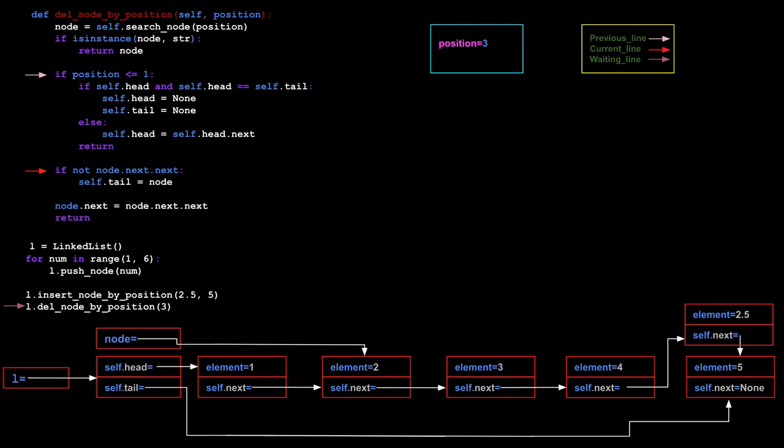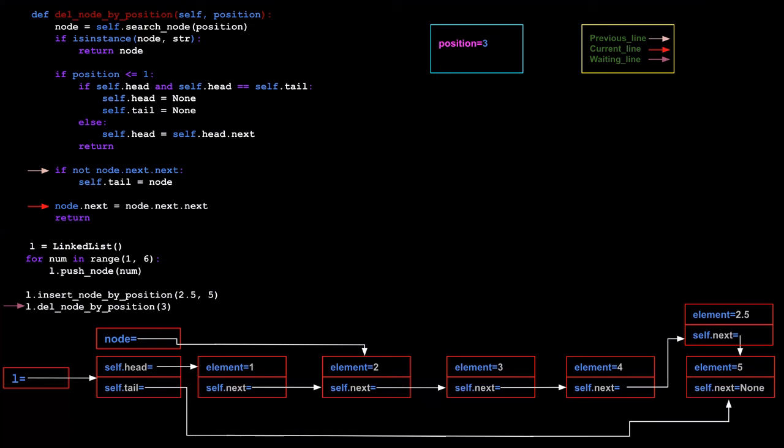Does the field self.next contain an address that is equal to none? That's not true, because it's pointing to a node that contains element 4. So we go down, and I want you to really pay attention at this line, and that's how we delete a node from a linked list.